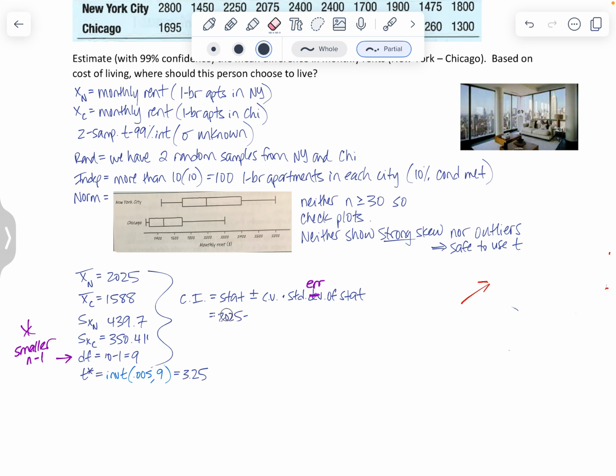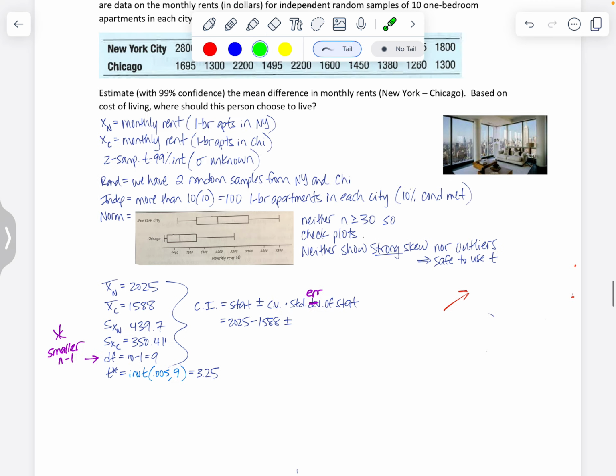So what does that look like? I'm taking my x bar and subtracting my other x bar. New York minus Chicago. They're telling me to do New York minus Chicago, so I'm doing New York minus Chicago, okay? That is my statistic right there. The direction is important, and that needs to be specified within the problem, okay? The critical value, I got that right here, 3.25, so that goes in next.